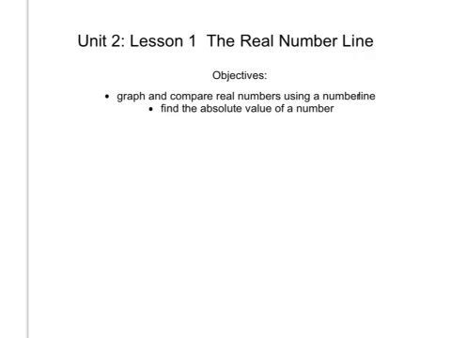So we've got Unit 2, Lesson 1, called the real number line. Apparently it's not going to let me do this. The real number line? There it is. Okay, I like my little laser pointer. So, Unit 2, Lesson 1, the real number line. The objectives are to graph and compare real numbers using a number line and to find the absolute value of a number. Let's get rolling.